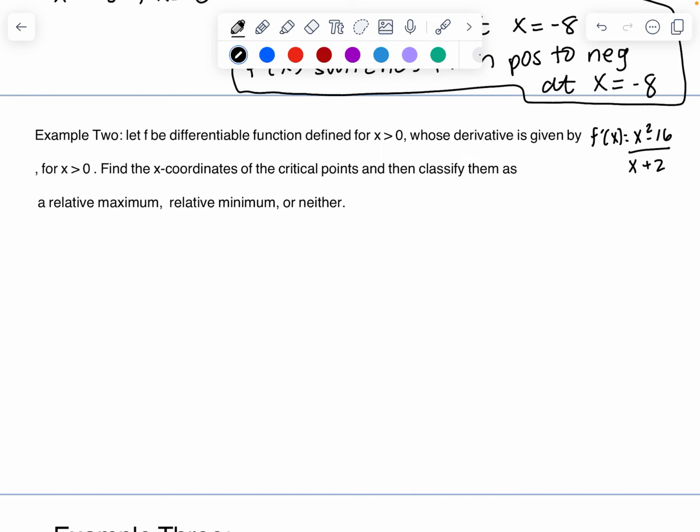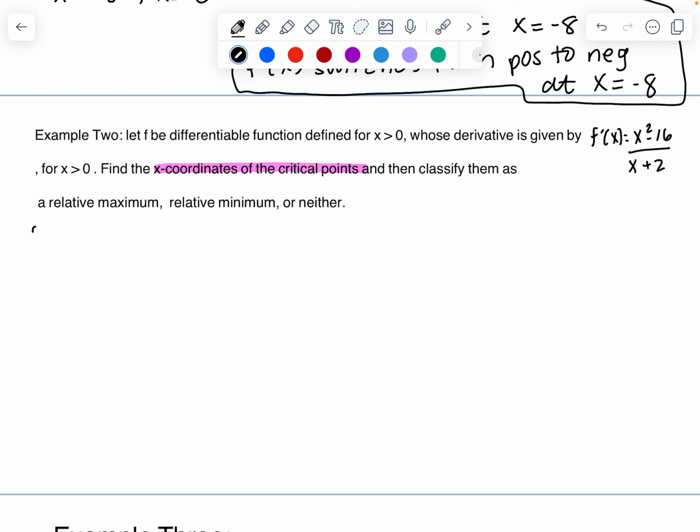The first thing we need to figure out is the x coordinates of the critical points. So we first need to look at that equation and find the critical points. We can identify whether there are any critical points where the derivative doesn't exist. If I plugged in negative 2 here, I would be dividing by 0. You might think that's a critical point, but critical points only occur where the function is defined. The original function is only defined when x is greater than 0, so x equals negative 2 isn't even considered in our function. That is not a critical point.